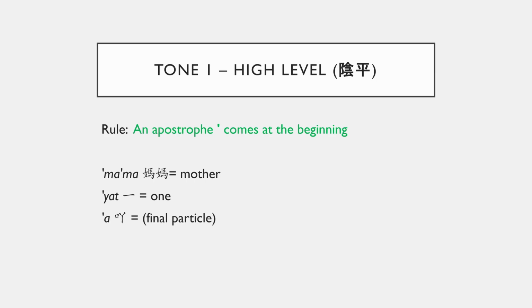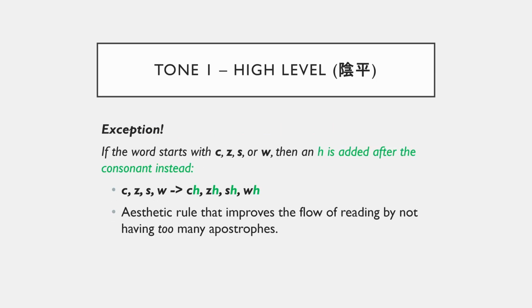And one thing to note is now we have the ability to actually write out words in the complete Pingji alphabet. So again, to emphasize, the apostrophe at the very beginning of the word tells you to immediately shift to a high pitch and keep it flat for the rest of the word. Now there's one exception to this tone, and that's if the word starts with the letter C, Z, S, or W. And in that case, you add an H after the consonant. So that becomes CH, ZH, SH, and WH.